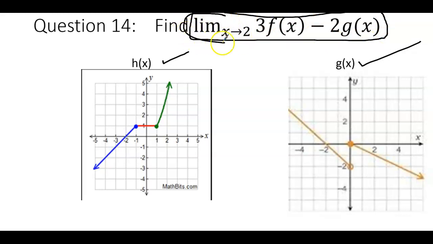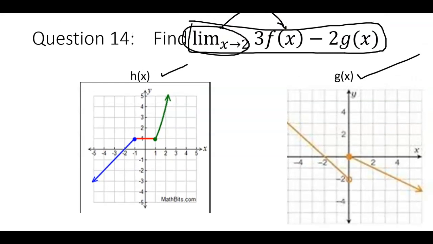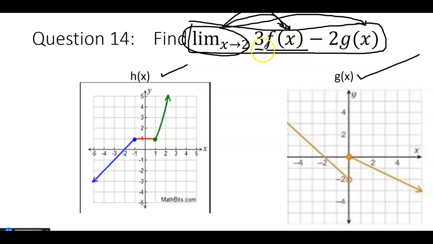Okay. I'm going to take this limit, and I'm going to apply it to the f. Let me raise my screen up here a little bit so you guys can see it. All right. I'm going to take this limit, and I'm going to apply it to the f, and I'm also going to apply it to the g. Now, whenever I find the limit for the f, I'm going to multiply it by 3.